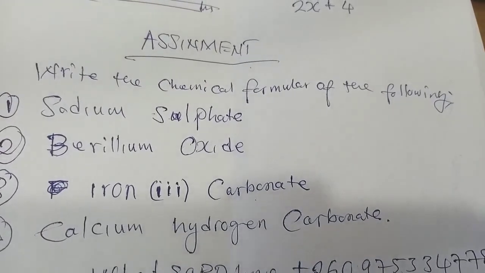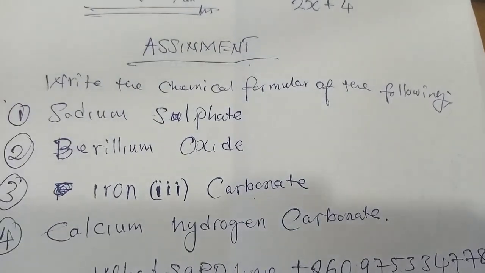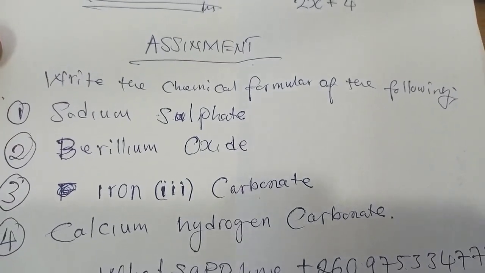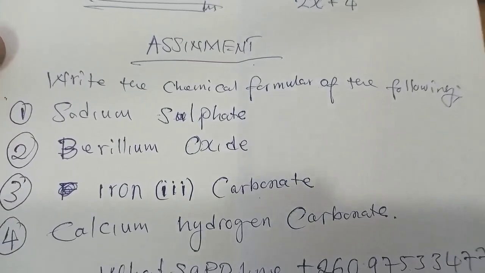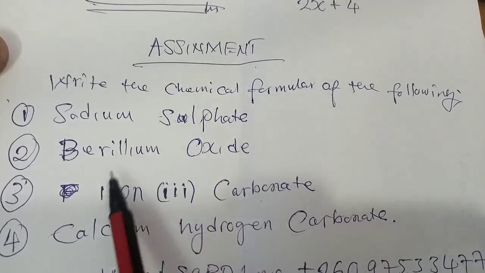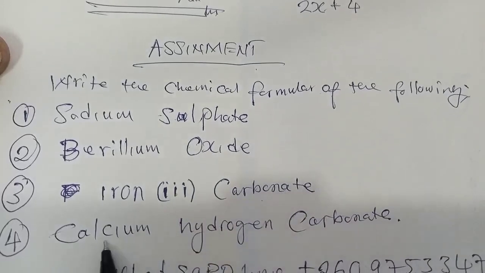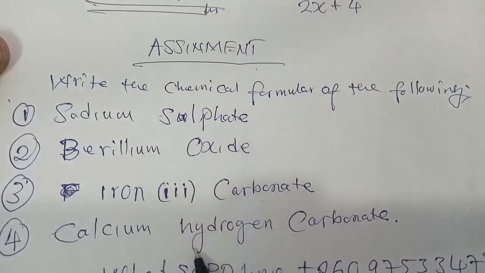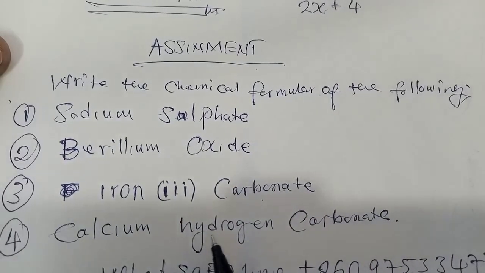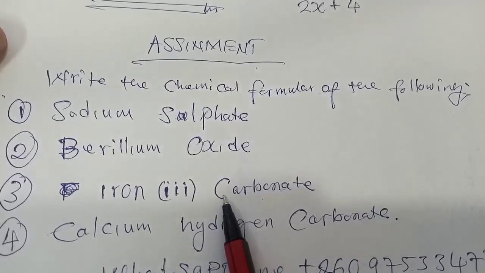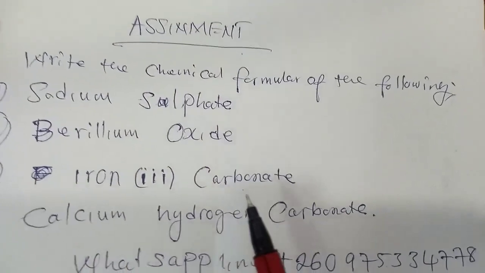So we are saying that write the chemical formula of the following. Okay, so here we have these: sodium sulfate, beryllium oxide, iron 3 carbonate, calcium hydrogen carbonate. These are the chemical formulas that we are going to make sure you understand, so that we can move together.